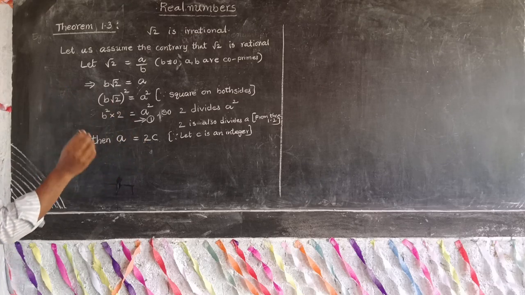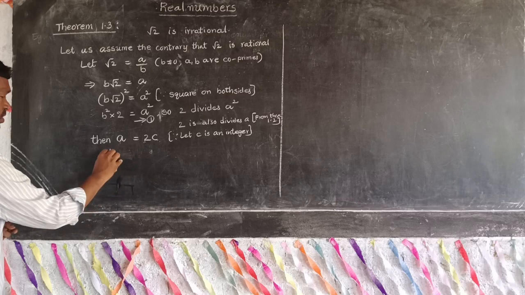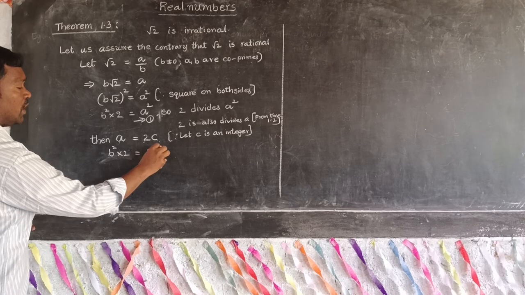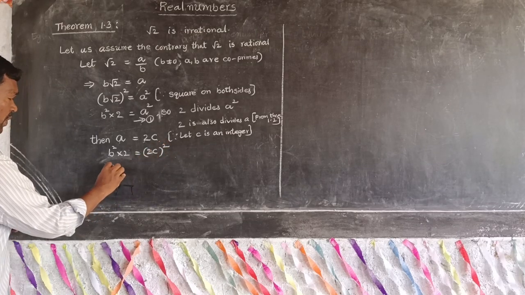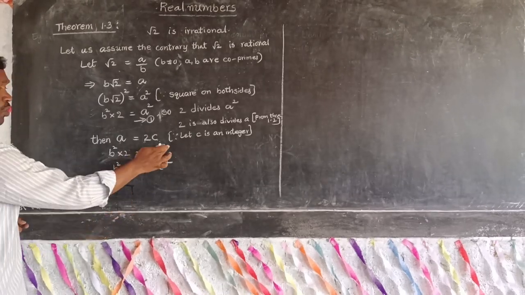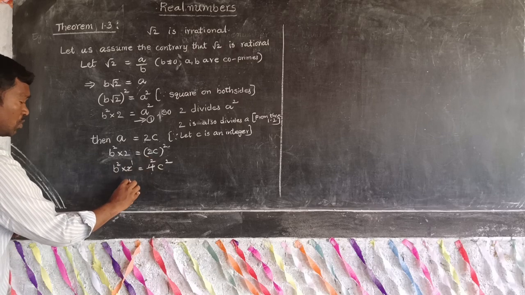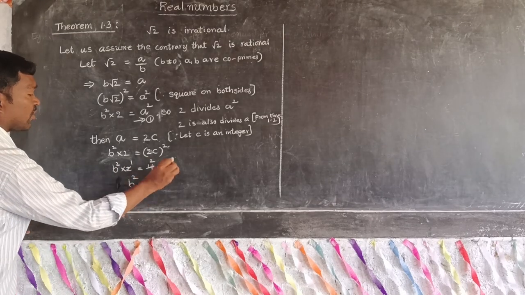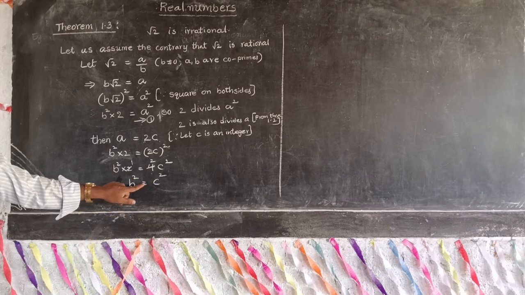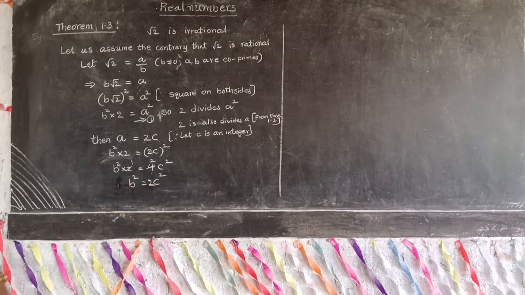Substitute the a value in equation 1. b square into 2 means 2b square. a equals 2c, so a square is (2c) whole square. b square into 2 equals 4c square. 2 ones are 2, 2 twos are 4, so b square equals 2c square.